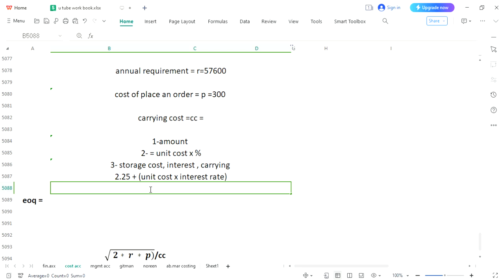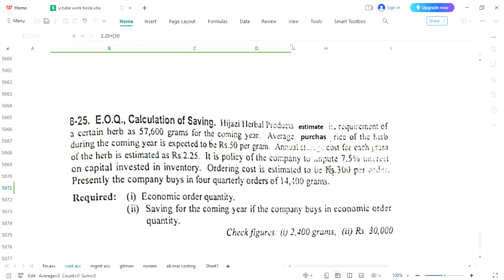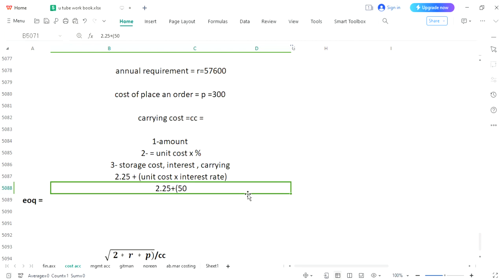So 2.25 as it is would come down, and then you will put sum, open your bracket, unit cost was 50, and the interest rate was given in your question, that was 7.5%. So you will calculate 7.5, multiply by 7.5 and divide by 100. This is the way to calculate 7.5%.